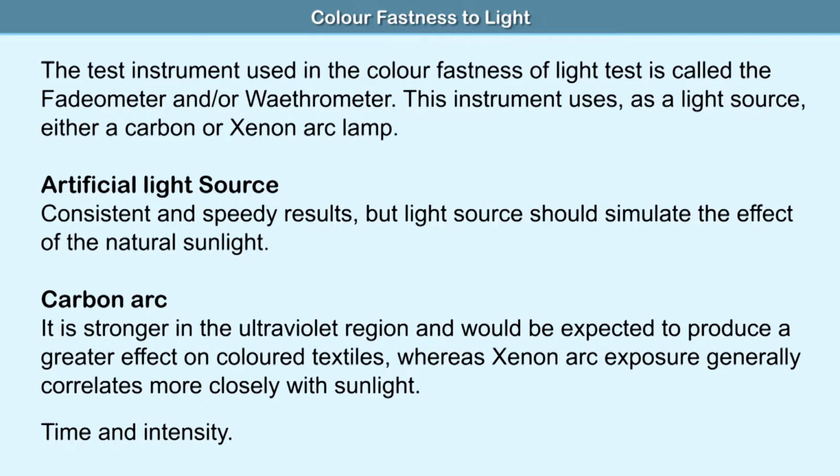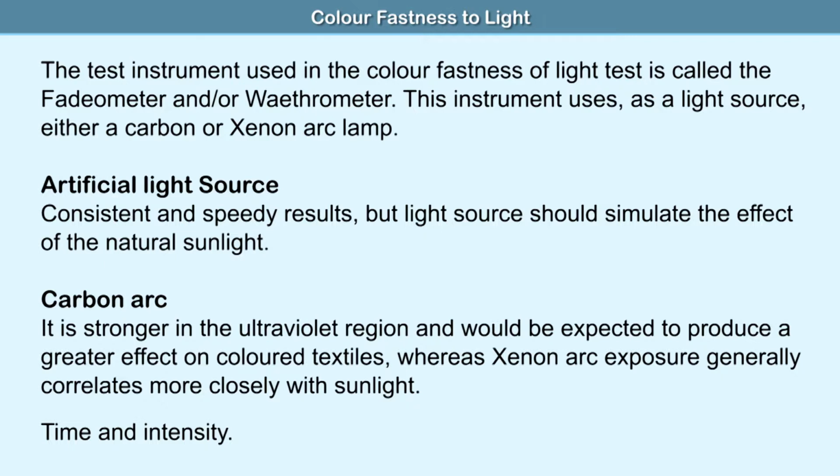Carbon arc is stronger in the ultraviolet region and would be expected to produce a greater effect on colored textiles, whereas xenon arc exposure generally correlates more closely with sunlight. Time and intensity. The resistance to degradation of fabric dyes and prints due to light is an important requirement of a garment. The assessment of fastness to light necessitates the use of a reference standard, whether exposures are made in actual sunlight or by accelerated means utilizing an artificial light source.